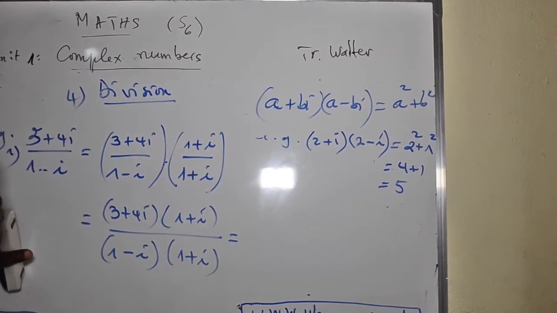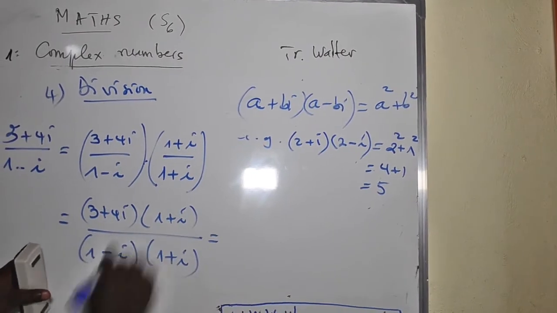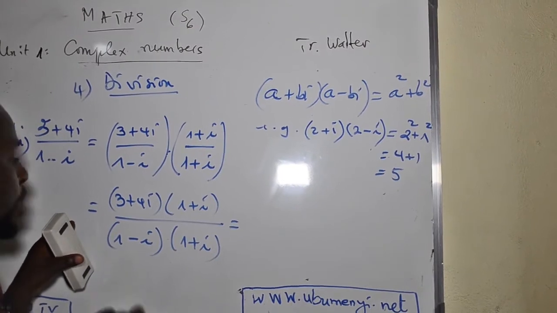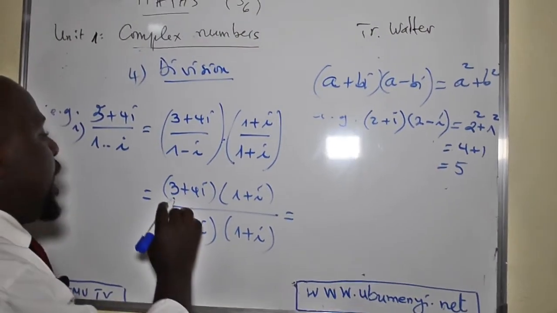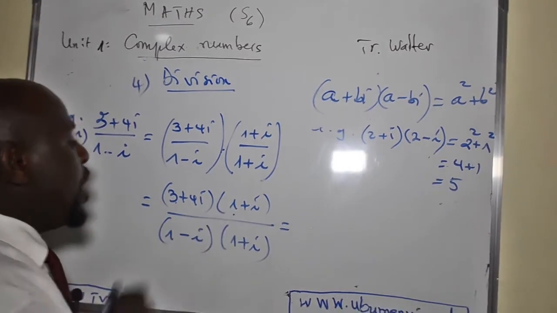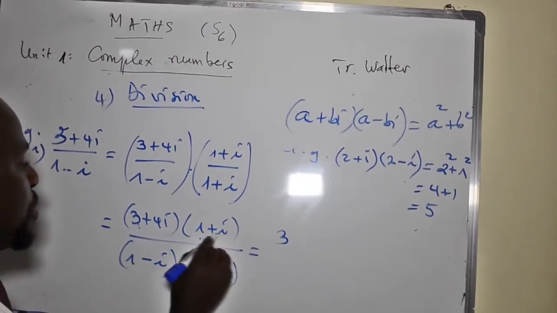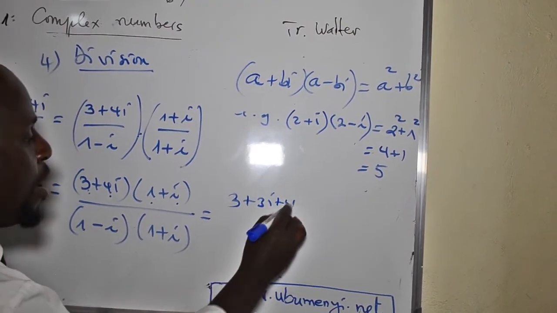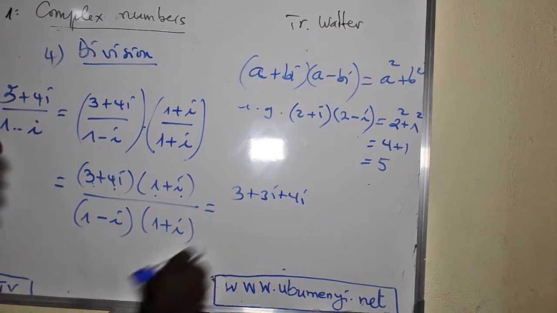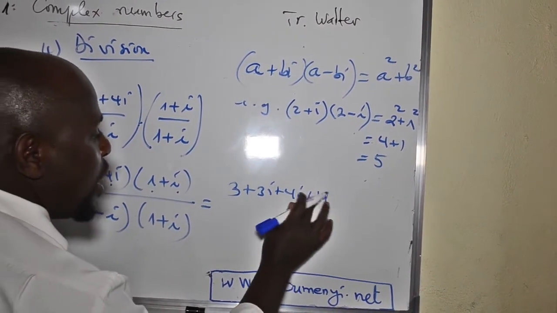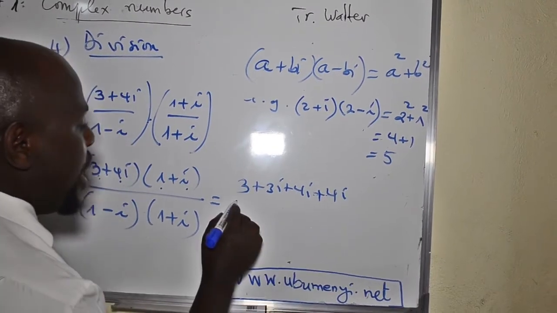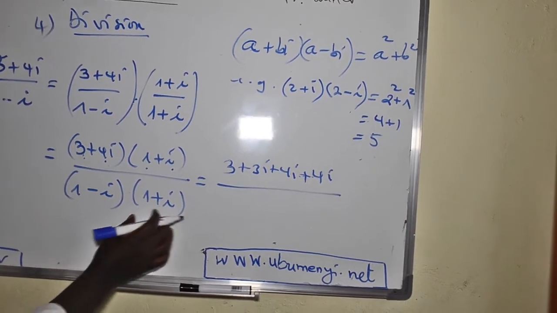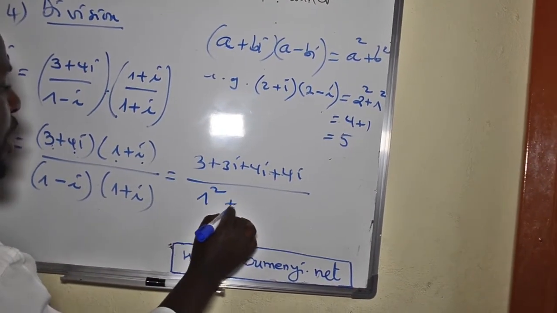So this will be equal to what? Now we do normal multiplication as we have done it. We use the distributivity property, and 3 times 1 will give us 3. 3 times 3i, we have now 3i. 4i times 1, we get 4i. 4i times i, we get now plus 4i squared. We divide by what now? Because we have now a number and its conjugate, we shall immediately write 1 squared plus 1 squared.